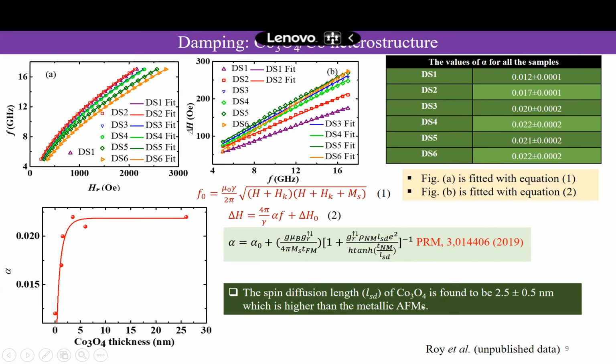In case of metallic antiferromagnets, it has been shown that the spin diffusion length is in the range of about 1 nanometer. But in case of Co3O4, which is a semiconducting antiferromagnet, the spin diffusion length is quite large.